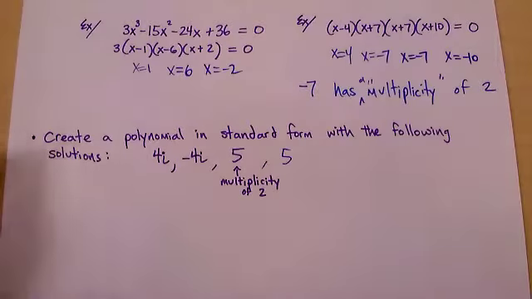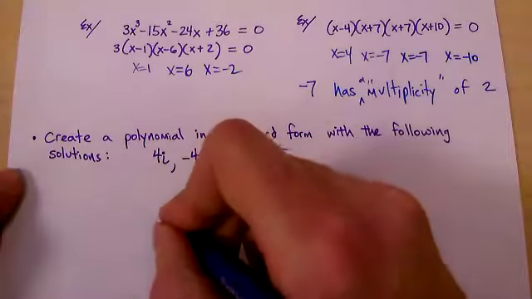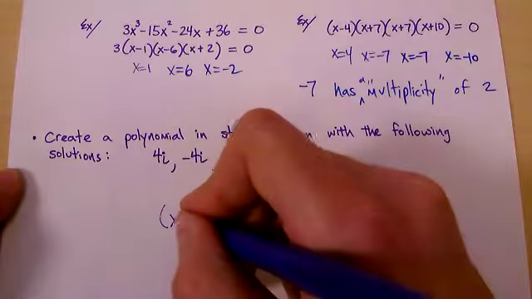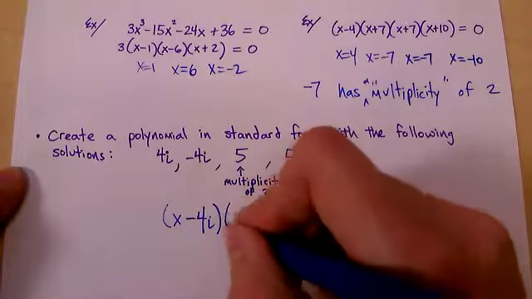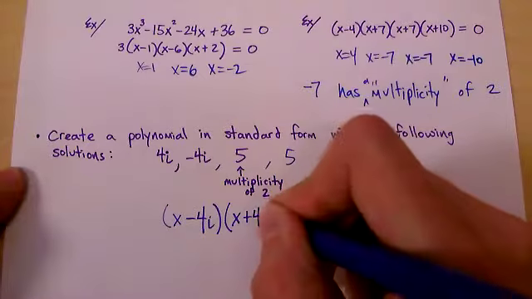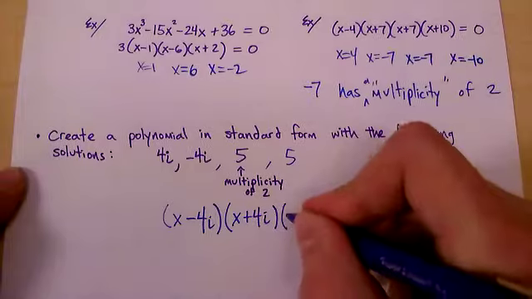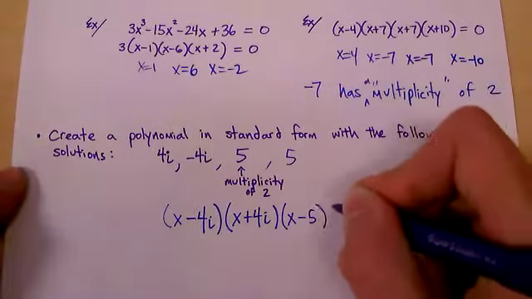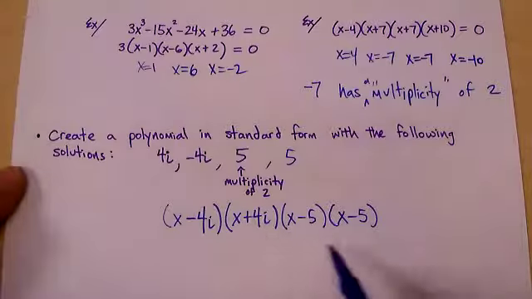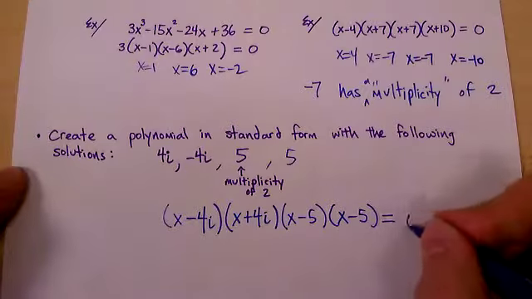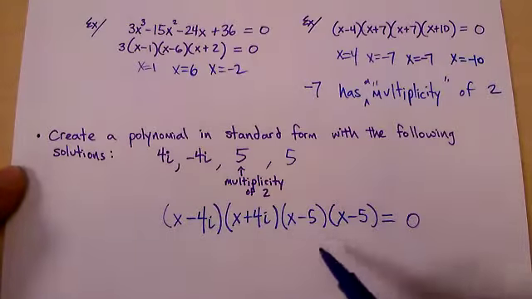If one of our solutions is going to be 4i, think back to when we put it in factored form, we have to have an x minus 4i. If we want a -4i, it's going to be x plus 4i. If we want 5, it'll be x minus 5. And we're actually going to have 2 of those x minus 5s because it has a multiplicity of 2. This has to equal 0 so that the solutions actually work like they're supposed to.